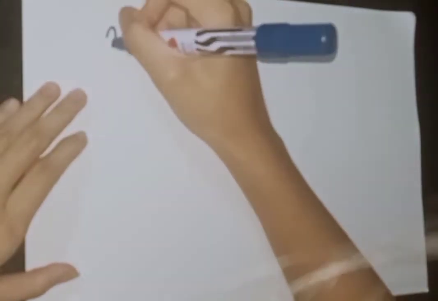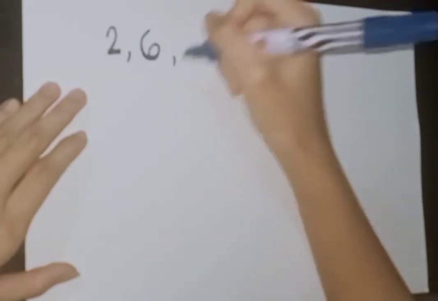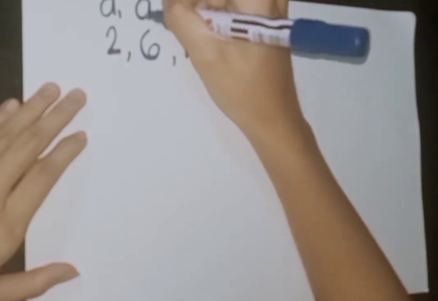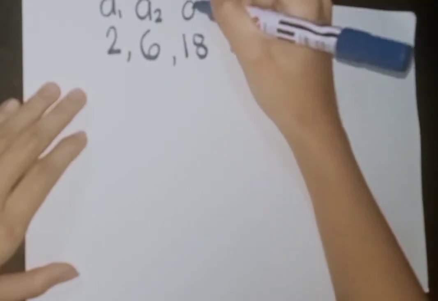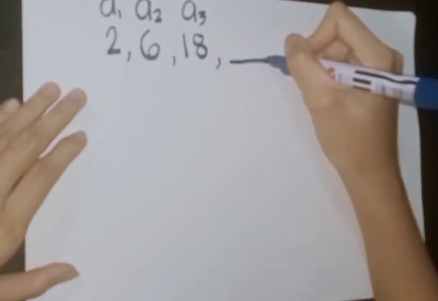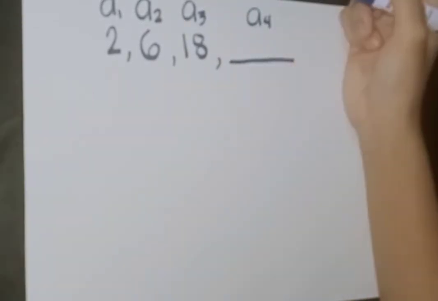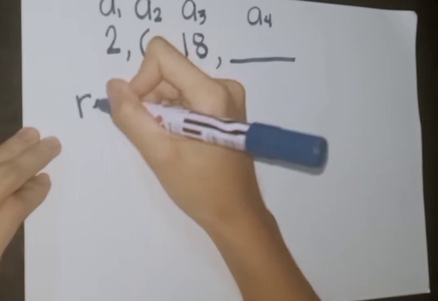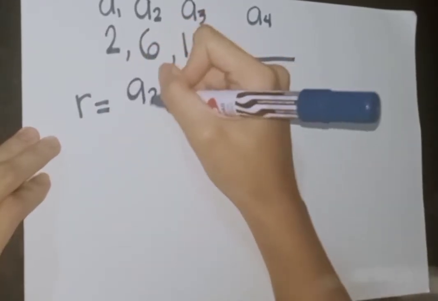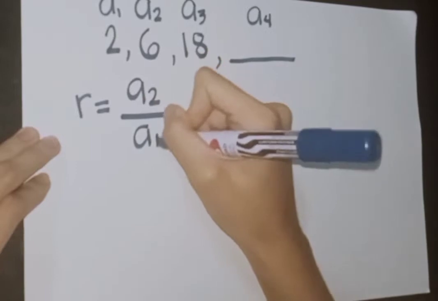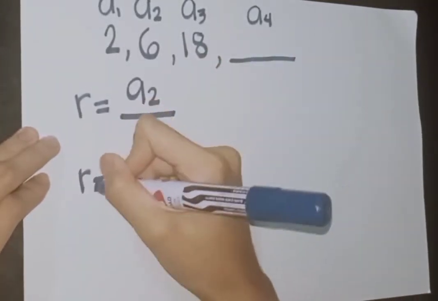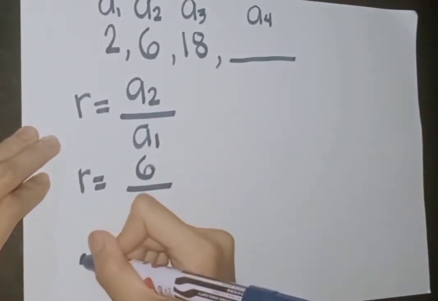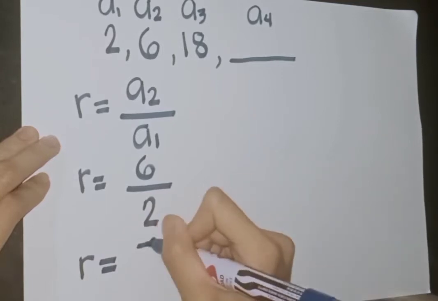For example, we have here the numbers 2, 6, and 18. So 2 is our a sub 1, 6 is our a sub 2, 18 is our a sub 3. And we will find the next term, which is the a sub 4. So we will first get the common ratio. In getting the common ratio, we will use the equation ratio equals a sub 2 divided by a sub 1. So ratio equals a sub 2, which is 6, divided by a sub 1, which is 2. 6 divided by 2 is 3. So our common ratio is 3.